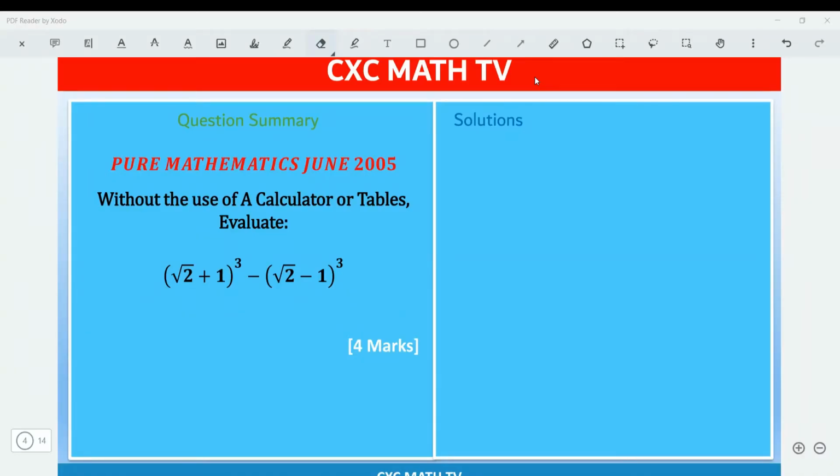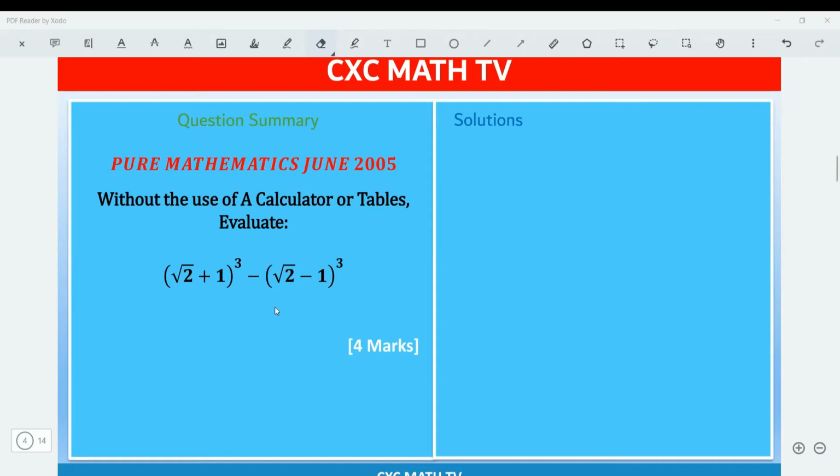So as you can see, this is taken from Pure Mathematics Unit 1, June 2005. And it says, without the use of a calculator or table, evaluate (√2 + 1)³ − (√2 − 1)³. So you can take a few minutes, pause the video, and attempt the question if you want. Go ahead and pause the video and attempt.